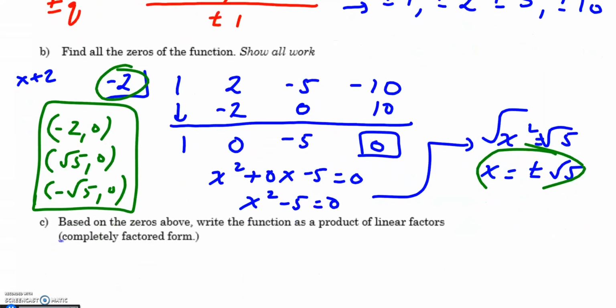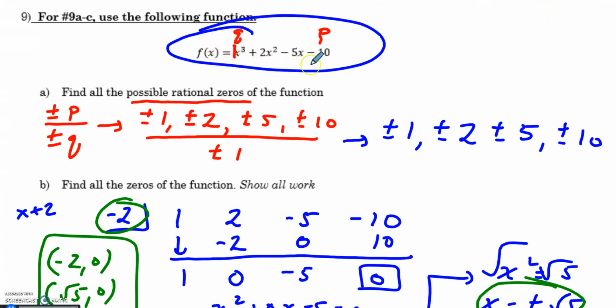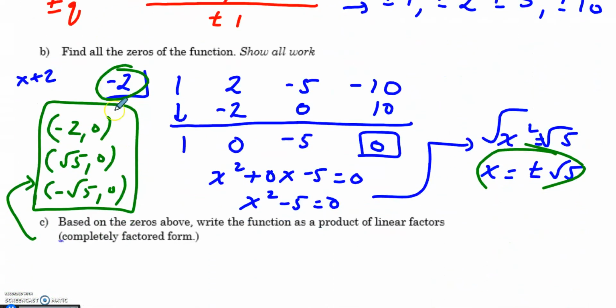Now part C I like because it's based on what you just found. This function was originally written in a format that was not factored, but now that we found the roots, we can rewrite the function in terms of the roots we just found, which is why it's called completely factored form. So I'll call this function g of x, even though honestly it's the same function, so you could probably call it f of x, but nonetheless, think backwards.